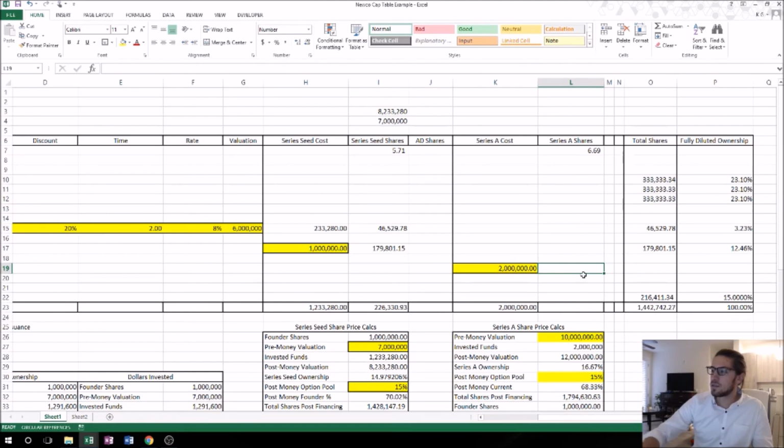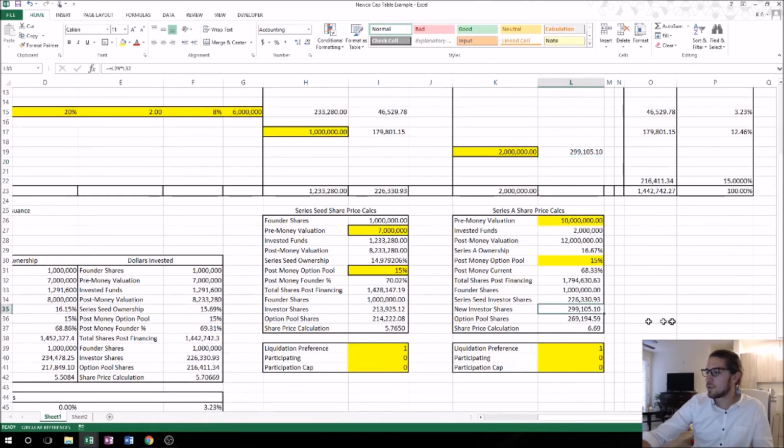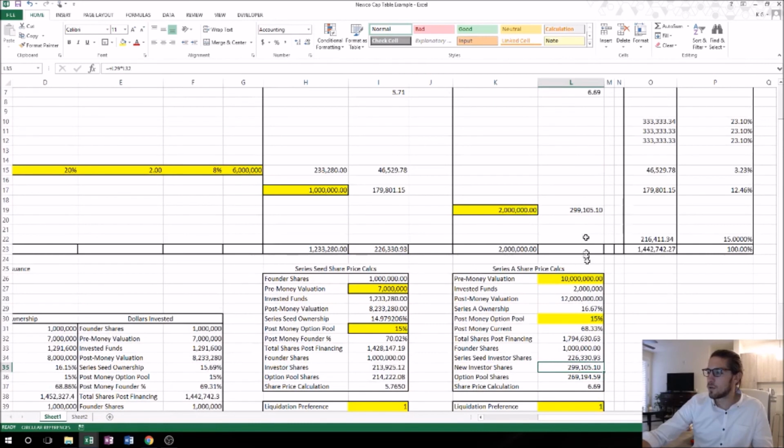And we know $6.69 per share. So how many shares right here? We have this divided by this. That 299.105 is equivalent to this 299.105. And yeah, we could have just referenced down here, but I like to have different calculations that come up with the same thing to help confirm that I'm doing everything correctly. So that is the Series A share price calculations.